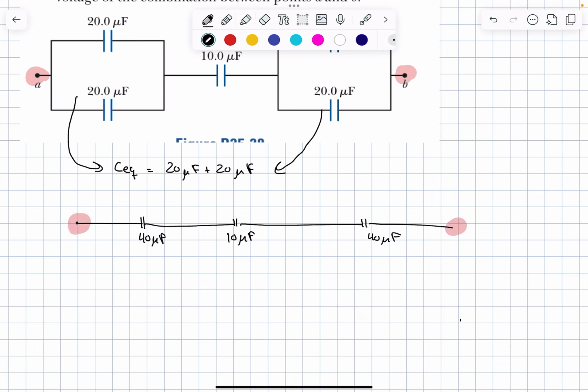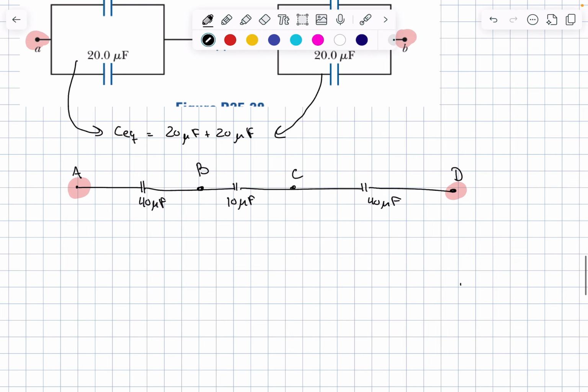We're going to call this point A, this point B, this point C, and this point D, just so that we can separate all of these capacitors. Now, we know that if we have a charge Q that enters here, this plate here has the same charge Q on it, as does this one, as does this one. So Q on this plate is the same as Q on this plate, is the same as Q on this plate, because the charge is literally going to be equivalent everywhere since it's in series.